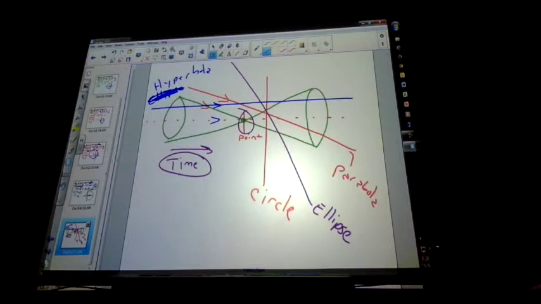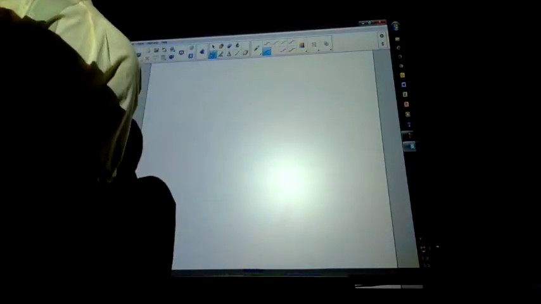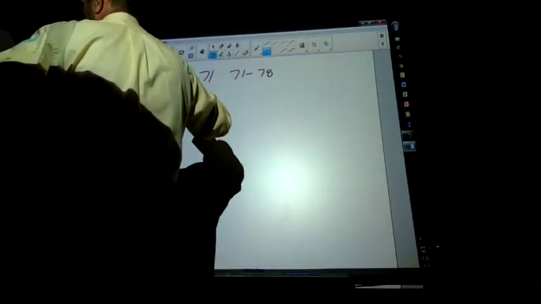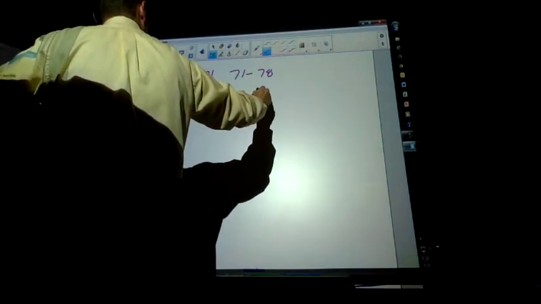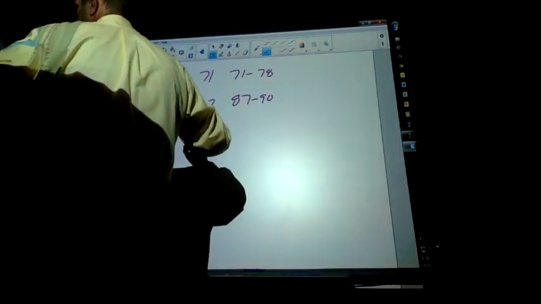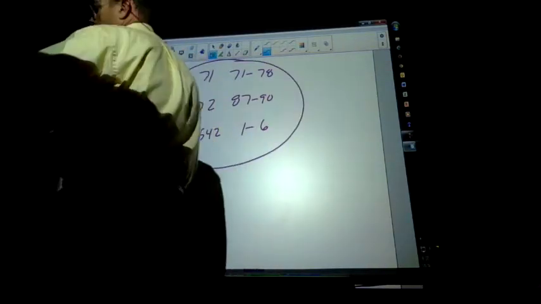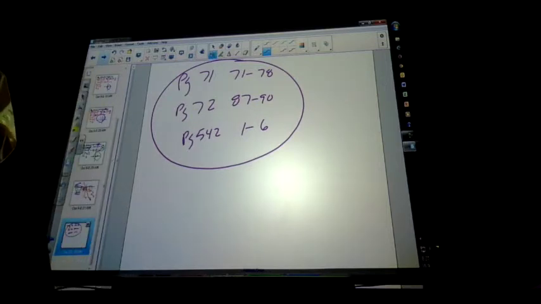So, your assignment for tonight, which we will go over quickly tomorrow, is going to be page 71 through 78, page 72, 87 through 90, page 542, 1 through 6. I will tell you there is an assignment tomorrow, but I will make the assignment I give tomorrow due on Tuesday. Is that fair? Yeah.